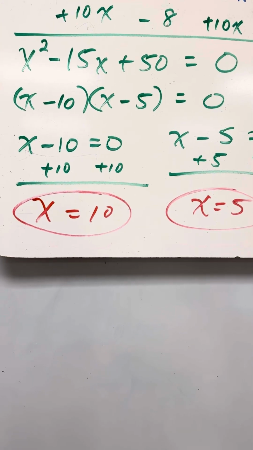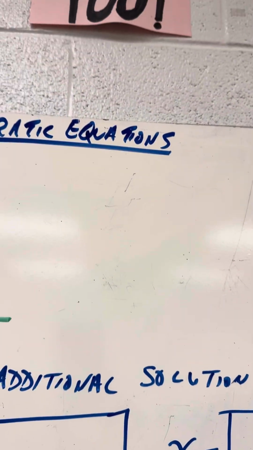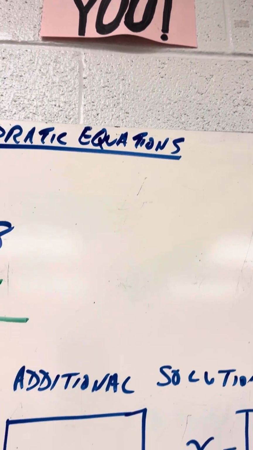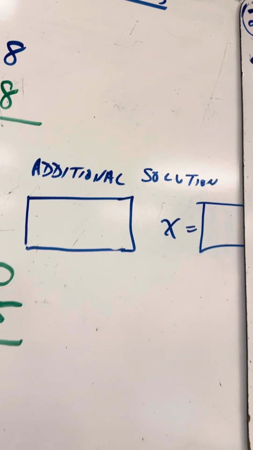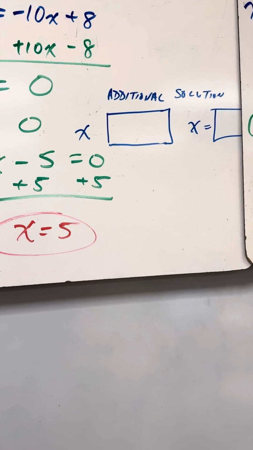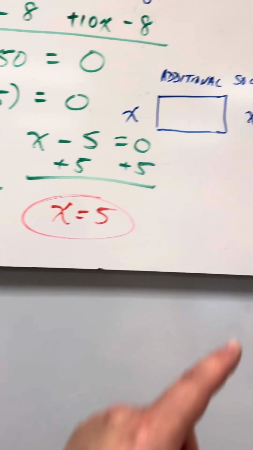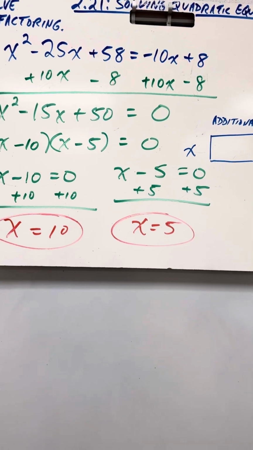Now, because you have two answers, on Delta Math, you have to click on this little thing that says additional solution. So it'll go from having one box to two boxes, okay? So you have to click on additional solution to get a second box. The first box here, you'd put just 10. In the second box, you'd put 5. Okay.